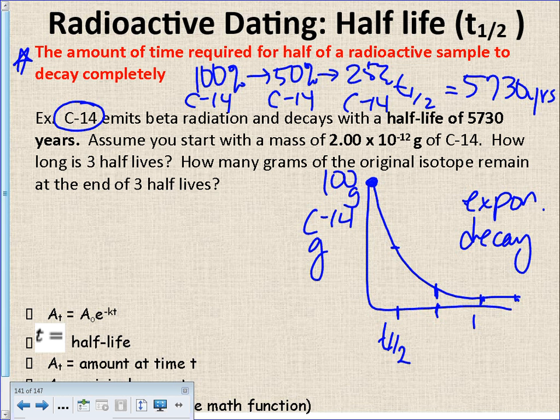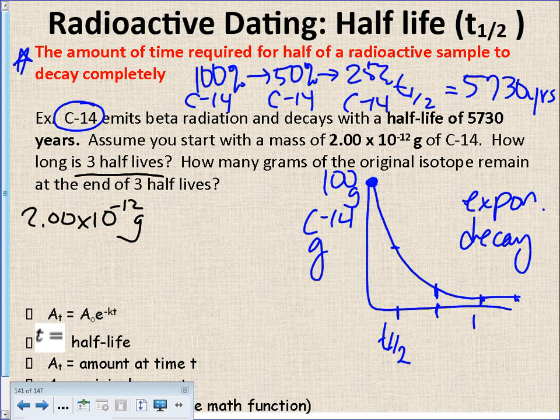So if we had to approach a problem like this, you're going to be given a starting point in grams. You're going to be told usually the half-life. And your job is to figure out how much remains or how much doesn't remain. So carbon-14 emits beta radiation. Its half-life is 5,730 years. Assume you start with a mass of 2.00 times 10 to the negative 12th grams. How long is 3 half-lives? So the first question doesn't even pertain to the mass.